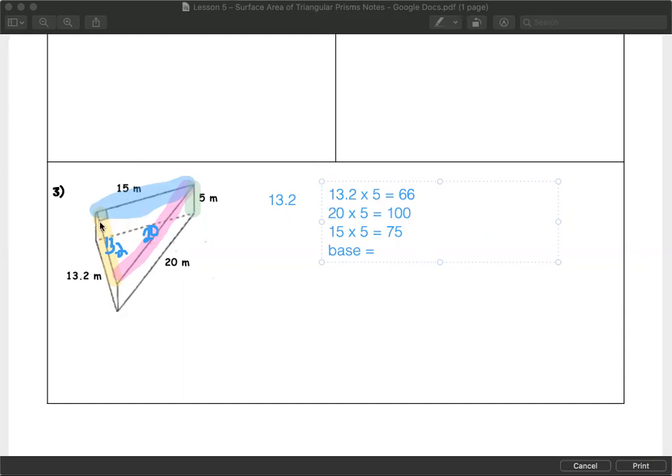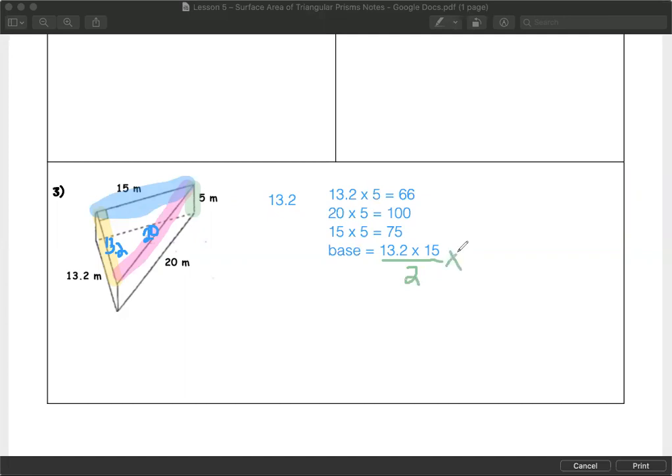The last part is our base, which is going to be the base and height of our triangle. The two sides that are meeting at the 90-degree angle are 13.2 and 15. It should be the two smaller sides when you have a right triangle. So we are doing 13.2 times 15. And then we are not going to forget, we divide that by 2. But there are 2 of these.